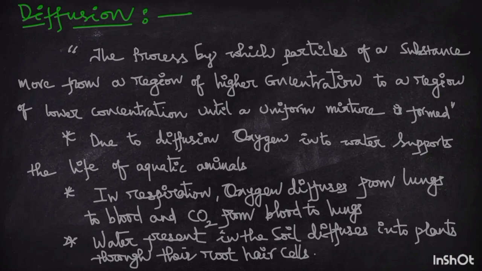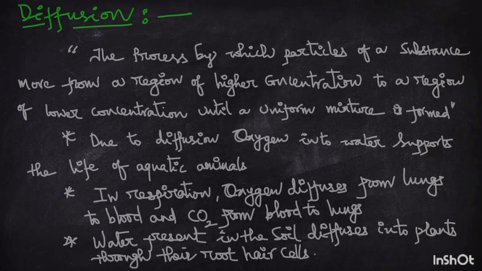Diffusion, this is the process of intermixing of particles of different substances. When two substances, maybe solid and liquid, liquid and liquid, liquid and gas or gas and gas, are mixed, then the process of mixing is diffusion. If the diffusion takes place between two substances, then the particles move from a region of higher concentration to a region of lower concentration until a uniform mixture is formed.